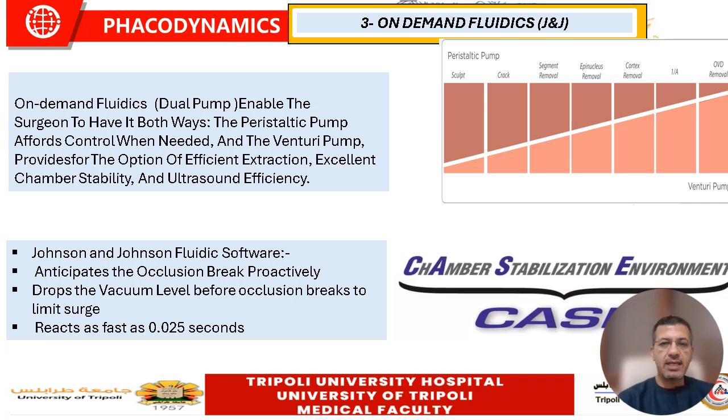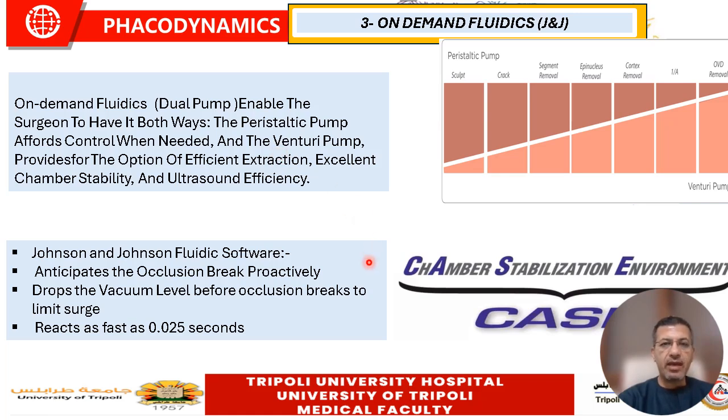For example, as you can see here, in the beginning of the operation, if he is using the trenching method, he can use the peristaltic pump, and when he shifts to quadrant removal where he needs a high vacuum, he can use the Venturi pump and so on. So this offers a good opportunity for surgeons to use both the Venturi and peristaltic pumps on demand. So this is called on-demand fluidics.